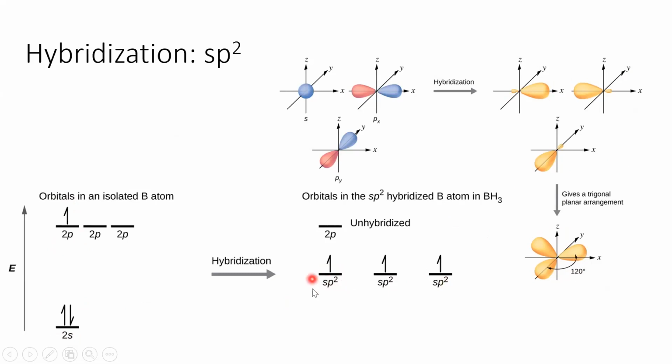So this is somewhere in between an s and a p orbital, and this is somewhere in between an s and a p orbital, and this is somewhere in between an s and a p orbital. And then we have 1 p orbital that wasn't part of the hybridization.